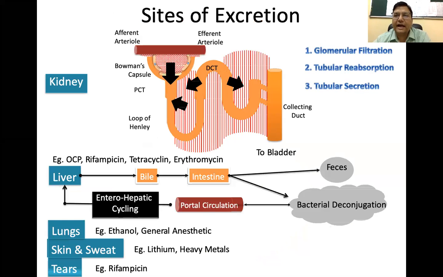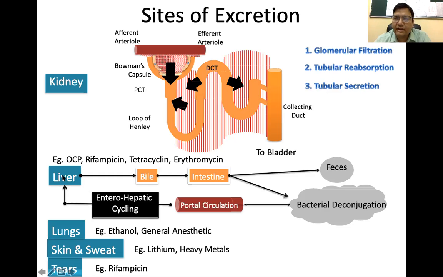So, what are the different sites of drug excretion? One very important site is the kidney. In the kidney, the drug can be excreted by glomerular filtration. Then some part of the drug gets reabsorbed through tubular reabsorption, and many drugs are secreted through tubular secretion, which is an active process.